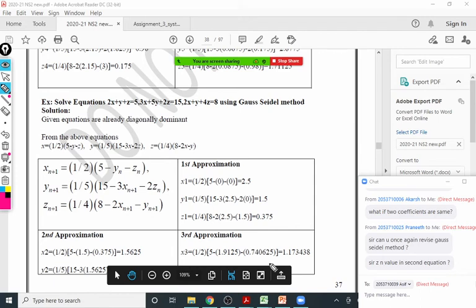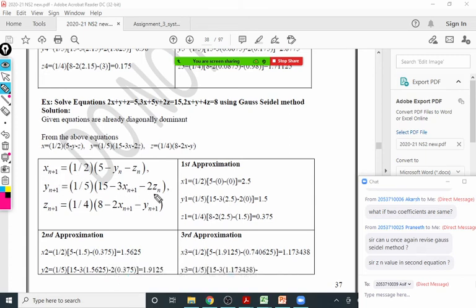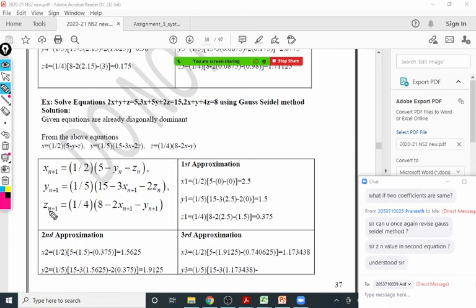So z and y values are used in the second equation. Yes, because when you calculate yn plus 1, only the value of xn plus 1 is available. Zn plus 1 is not yet calculated. Zn plus 1 is below yn. Where is Zn plus 1? It is below that. So when you calculate Zn plus 1, both values above it are available, and you can use them. That is the simple logic there.